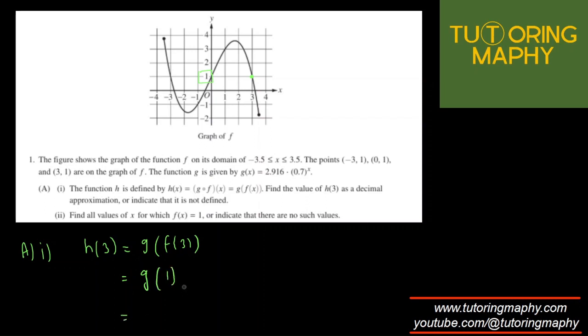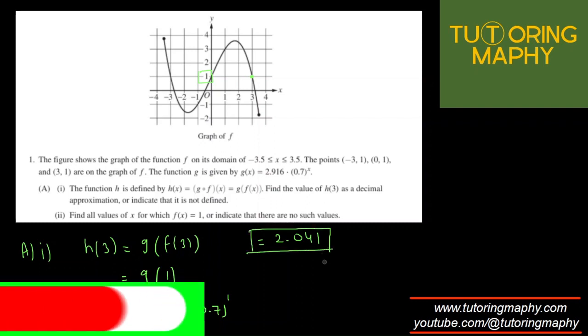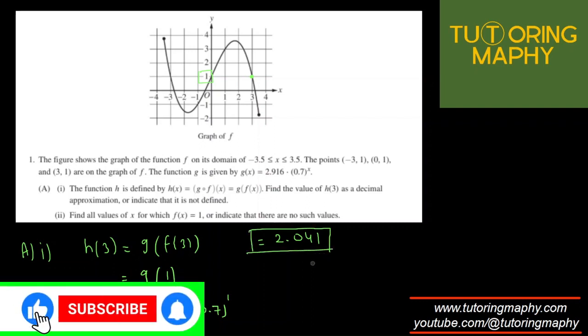At this point, I shall pull my calculator, because all I have to do is plug in 1 in g of x, which is 2.916 multiplied with 0.7 raised to 1. 0.7 raised to 1 is just 0.7. If I do this, I end up with 2.041 up to 3 decimal places. So that is the answer for A1.